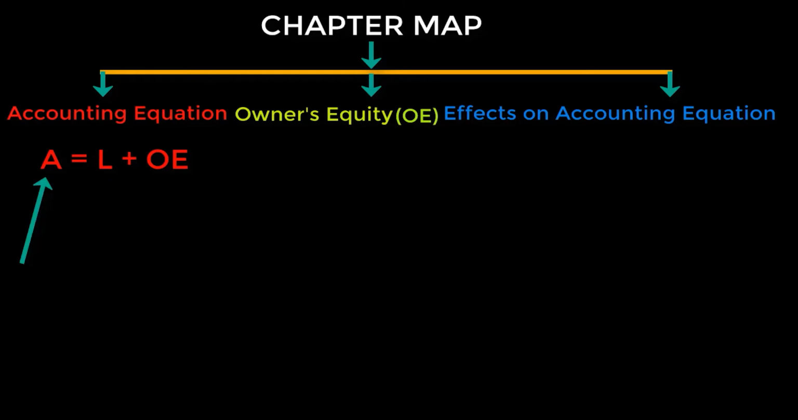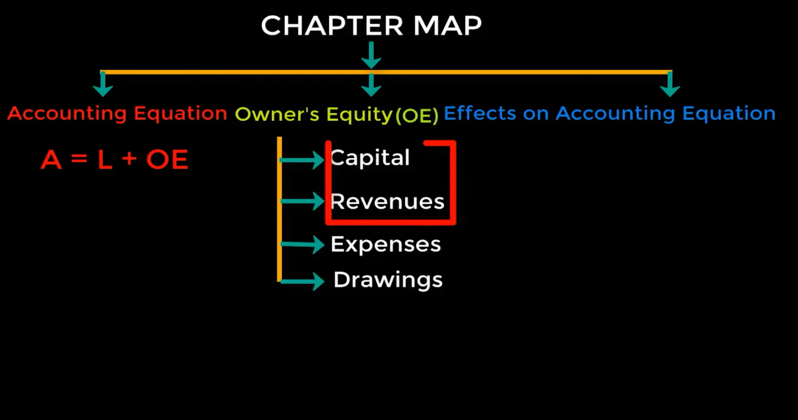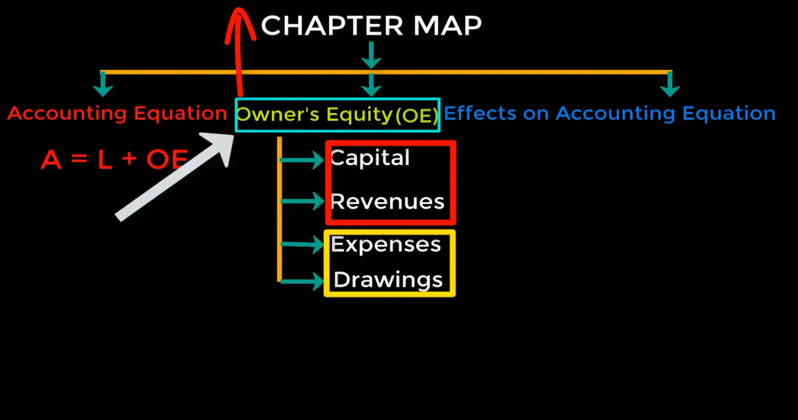Here, this A means assets, this L means liabilities, and this OE means owner's equity. So, these are the three elements for this equation. Again, there are mainly 4 elements that affect this owner's equity. These 4 elements are capital or investment by owners, revenues, that is income, expenses, and drawings. For these 2 elements, this OE increases, and for these 2 elements, this OE decreases.